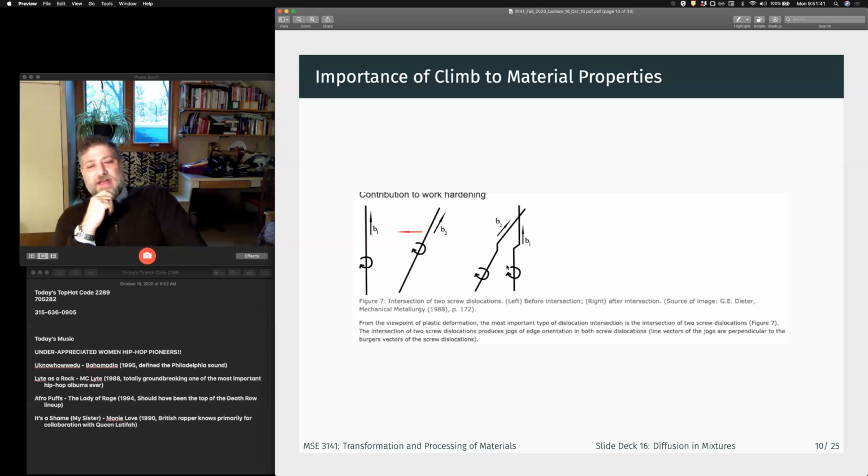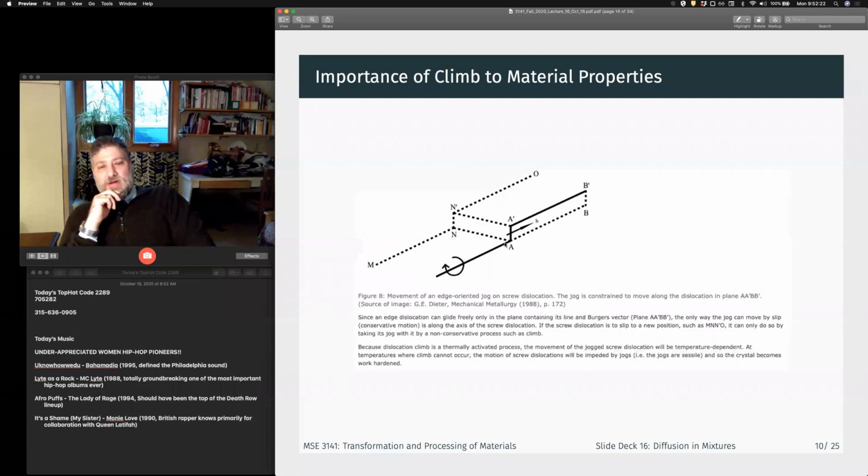But anyway, when two dislocations intersect, I now have a pure screw, they intersect, and now I have this kink in here. It's a little different than what we normally call a kink, but we call it a jog. But this jog is actually an edge dislocation, right? So that means the Burgers vector here stays the same, right?